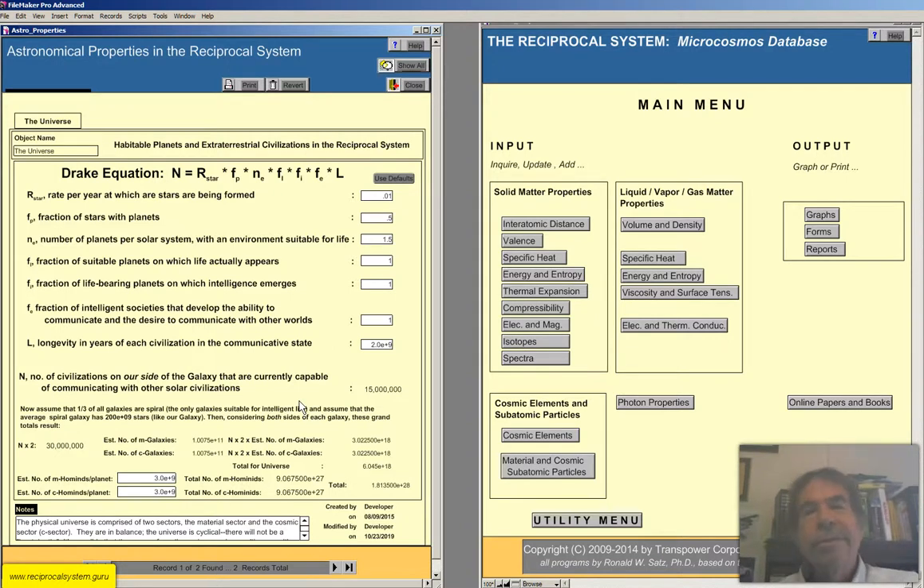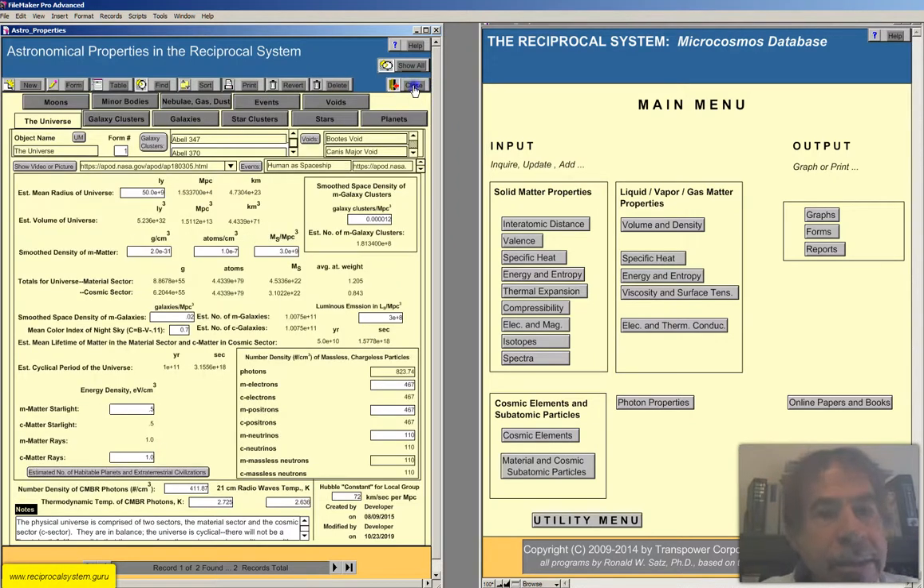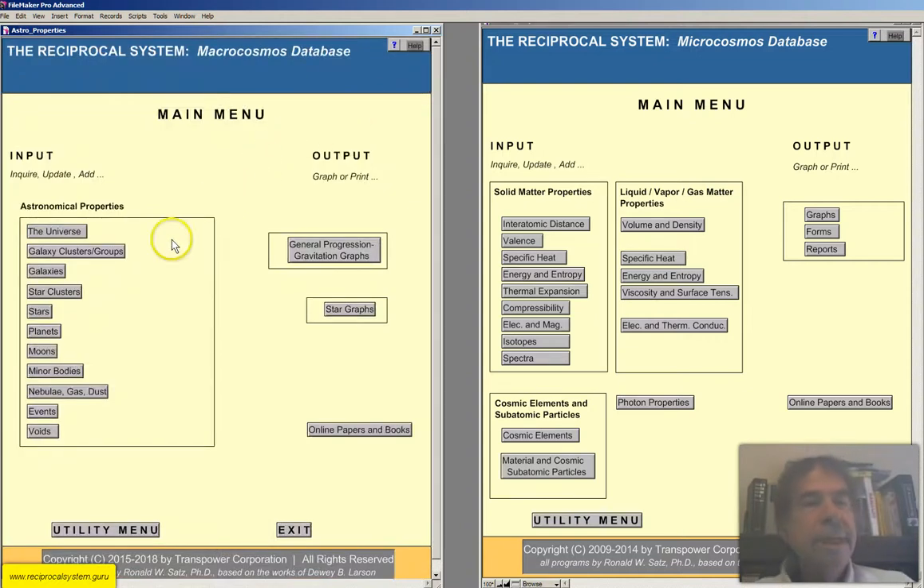Then, after that, you can obtain these two database modules. You see here on the left, this is the Macrocosmos database, and I'm going to close this right now. And close that. Back to the main menu, and you can see that we have the following layouts: the universe as a whole, galaxy clusters and groups, galaxy, star clusters, stars, planets, moons, minor bodies, nebulae, gas and dust, and voids. Has a great graphing package.